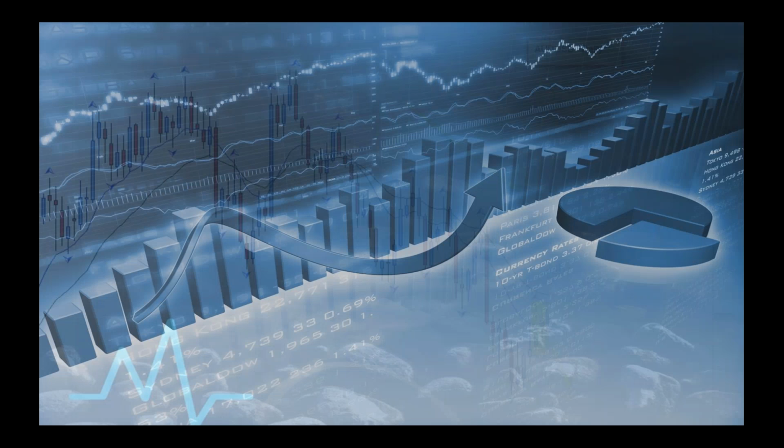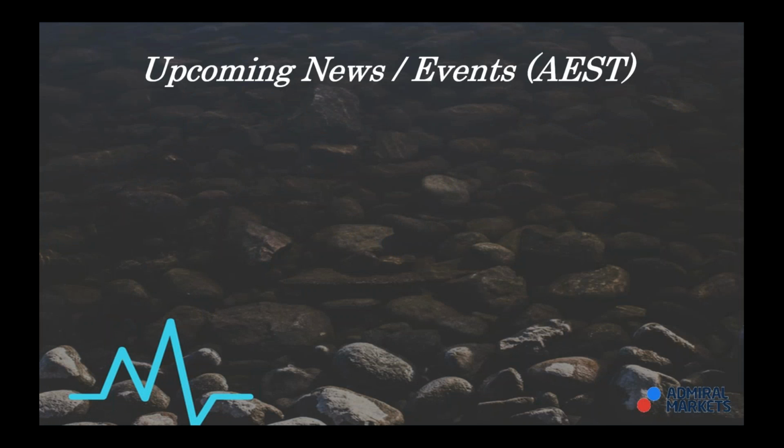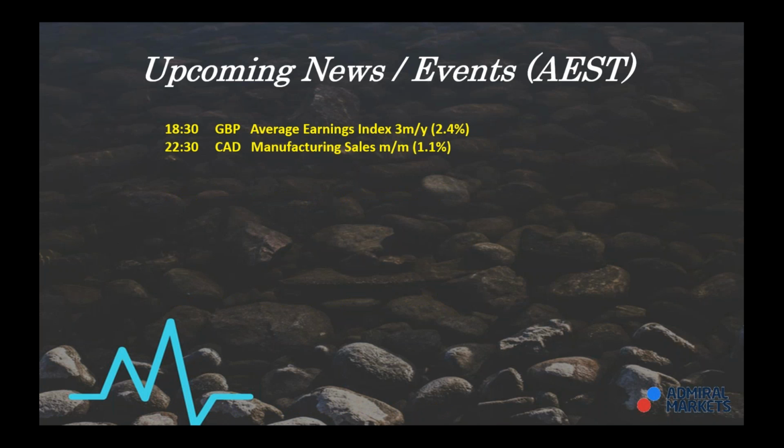Okay, let's move on and have a look at what we have in terms of data releases for the session that is about to start. At 6:30 this evening, in my local time, Australian Eastern Standard Time, we have from the UK the average earnings index. At 10:30, Canadian manufacturing sales numbers are due, and just after midnight, 12:30, we have from the US the crude oil inventories. So for any CAD traders, the oil really affects the Canadian dollar. So that's all that we have in terms of major data releases for this session.